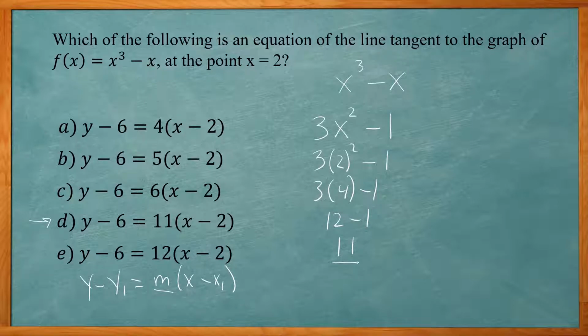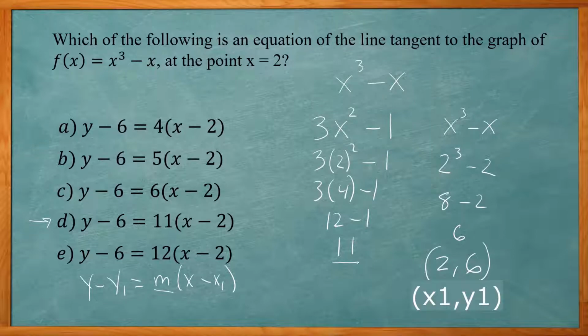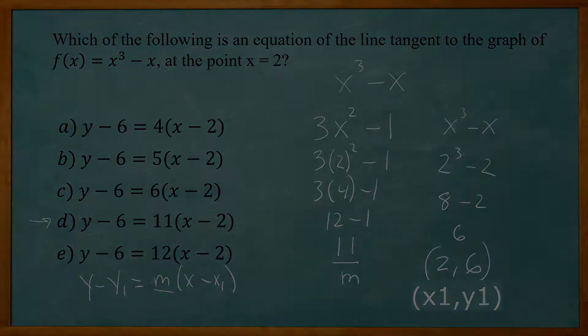Now if we go back to the original equation, if we plug in 2, x to the third minus x, so that's 2 to the third minus 2, 2 to the third is 8, and minus 2 or 6. So that's our point. We plugged in 2 for x and get 6 as our result. So that's our point, and our slope is 11. So our answer choice D would be the correct one.